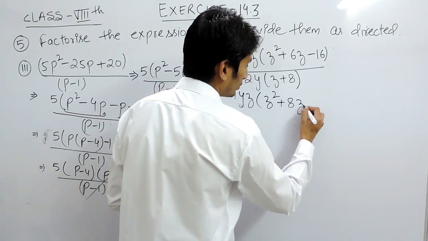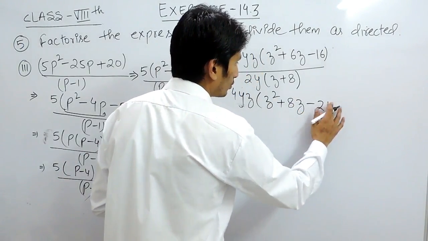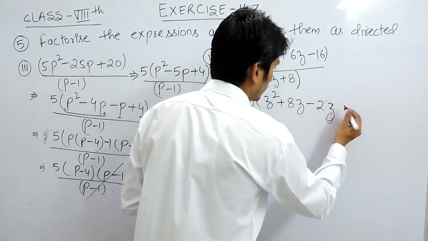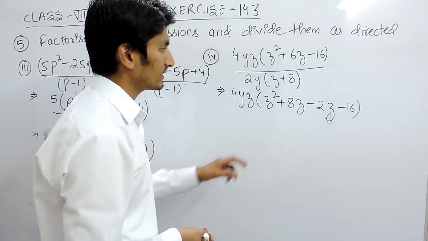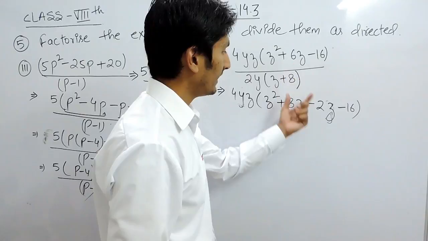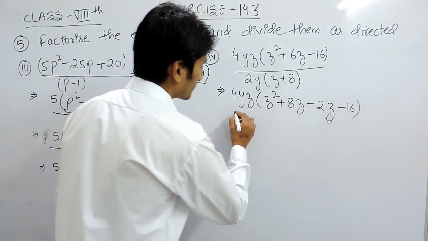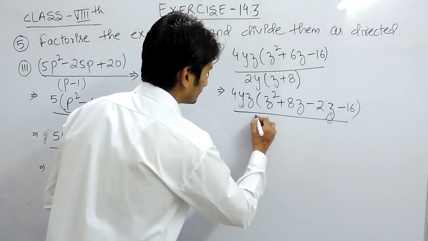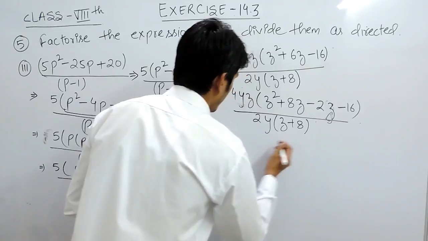This is converted into 8z minus 2z, and this is equal to minus 16, because 6 when converted into this, 8 minus 2 is 6 and 8 into 2 is 16 with negative sign. So I have split the 6 into two parts, and this would remain as it is.